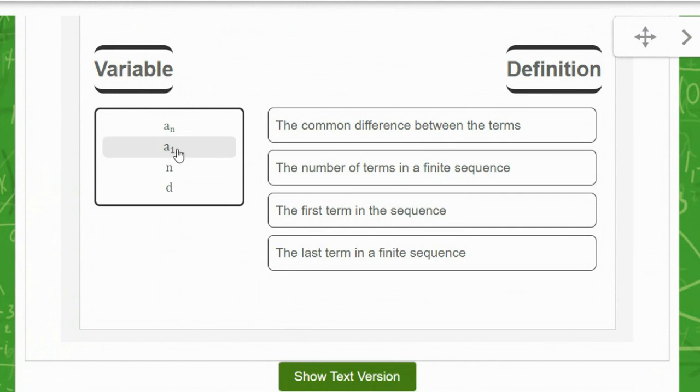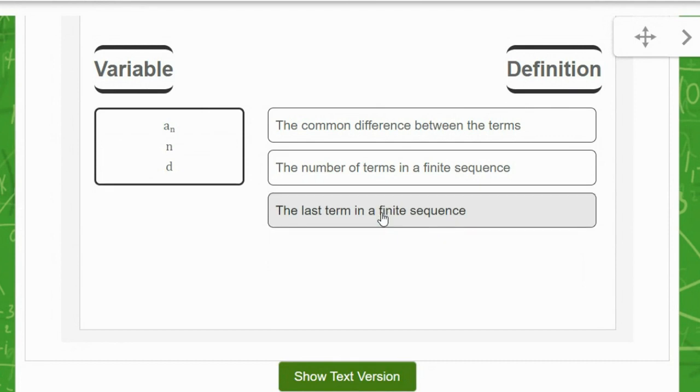How about A sub 1? What's the definition for A sub 1? And we can just say A, B, C, or D if you don't want to type all this. If we're talking about A sub 1, which one is it? A, B, C, or D? Just to make that easy on you. Mary says it's C. Madison agrees. Yeah, A sub 1 would always be the first term in the sequence. So if we click that, it disappears if we're correct.